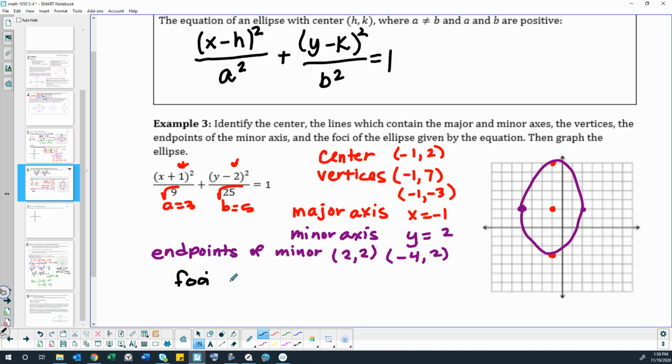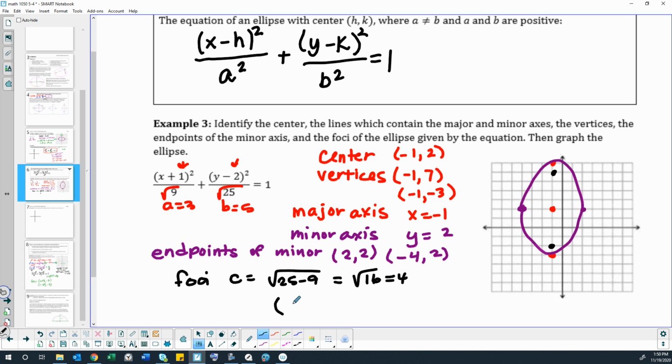So for the foci, we are needing to find C. And to do that, we take the two numbers in our equation, 25 and the 9, and we start with the bigger one. I don't even care which one is a squared and which one is b squared, I just use those two numbers. And that gives me the square root of 16, which is a beautiful 4. So that means our foci are going to be located 4 up, 1, 2, 3, 4, and 4 down, 1, 2, 3, 4, from our center.